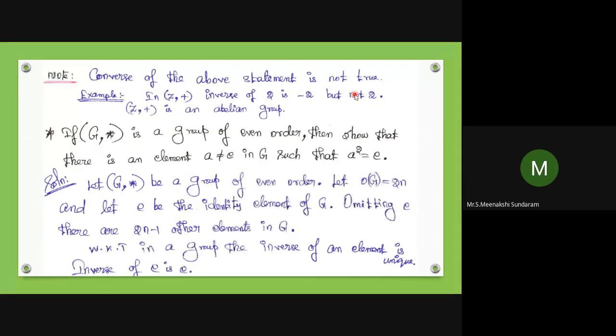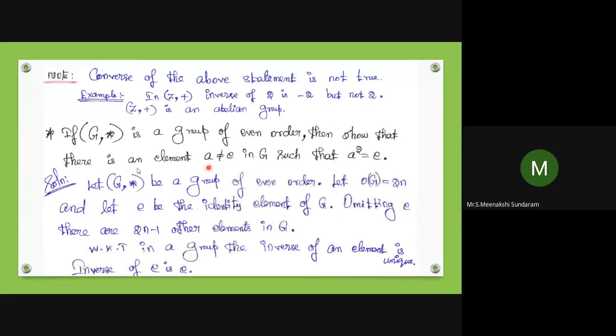The converse need not be true, as I told you. The converse of the above statement is not true. I told the example of the permutation group also. In Z comma plus, the inverse of 2 is minus 2, but it is not 2. The integers under addition are not their own inverse, but it is an abelian group.